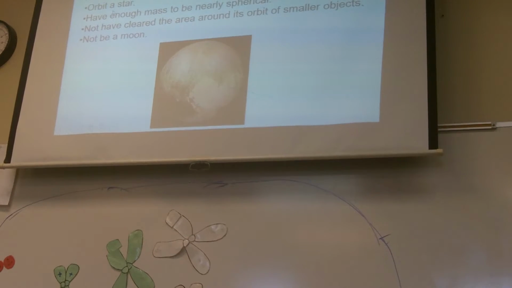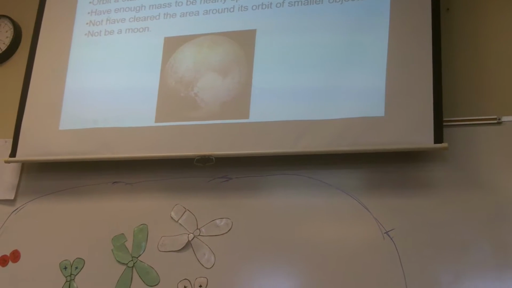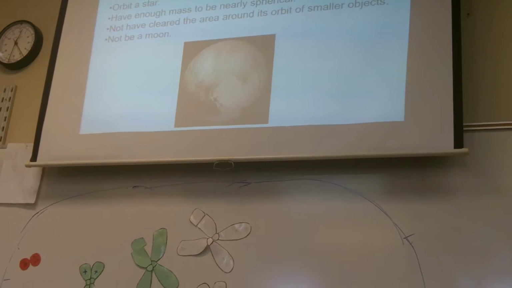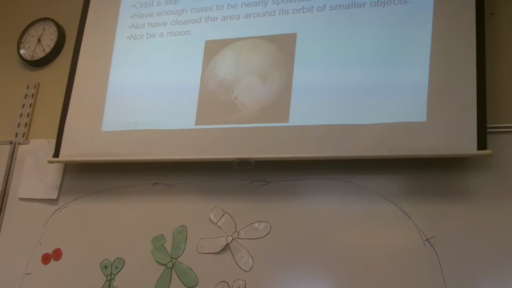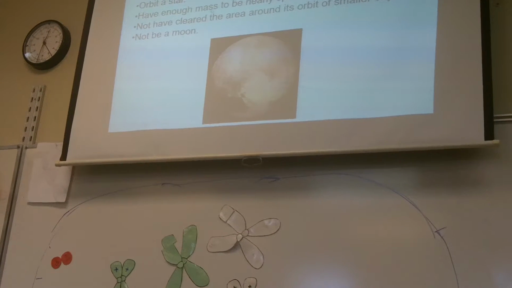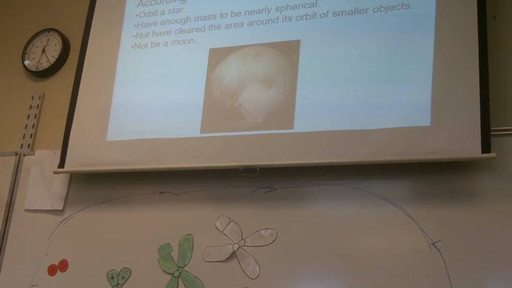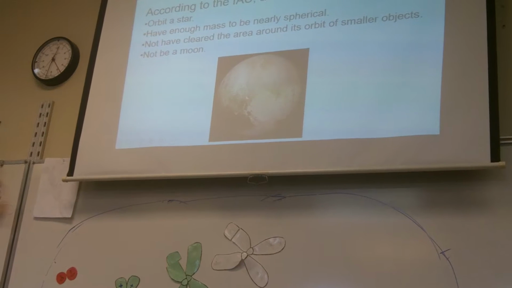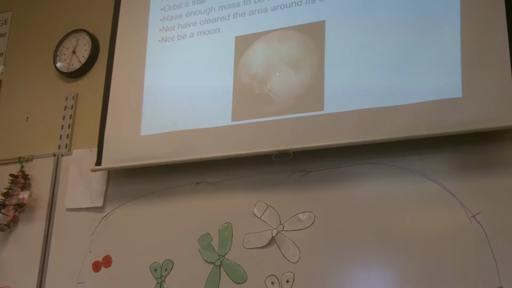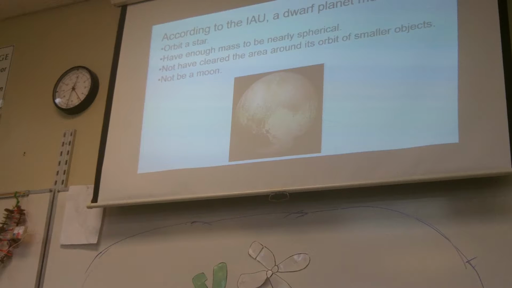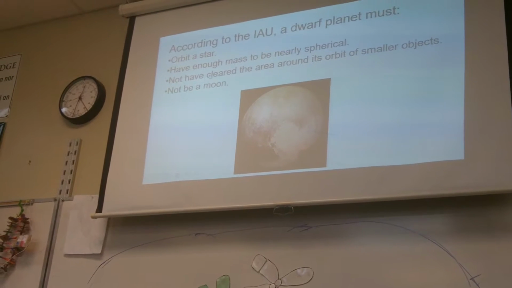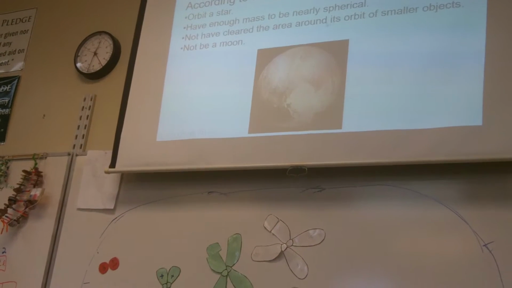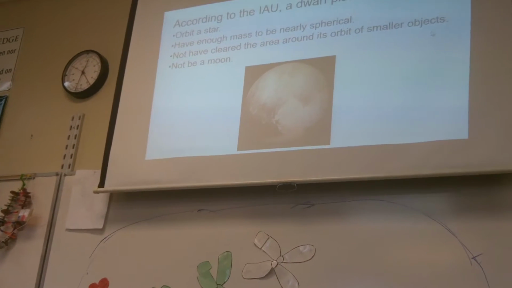You have to orbit a star. That means you're not a moon. A moon isn't orbiting a star. A moon orbits a planet. So you have to be orbiting a star. You have to have enough mass to be nearly spherical. So you got to be round. So if it's a small body that's not round, they aren't calling it a dwarf planet. You have to have not cleared the area around the orbit of smaller objects.